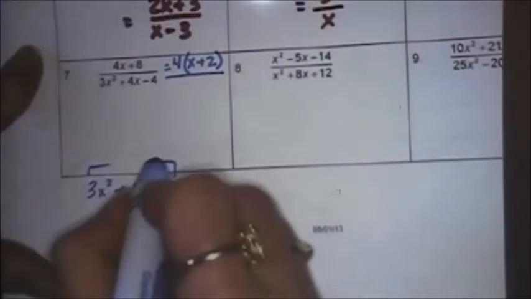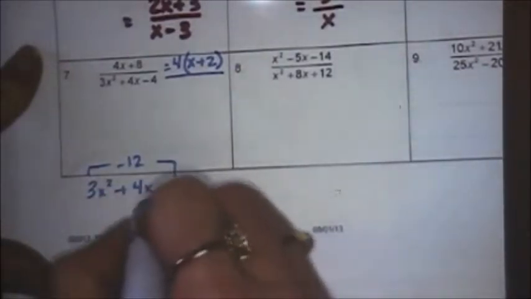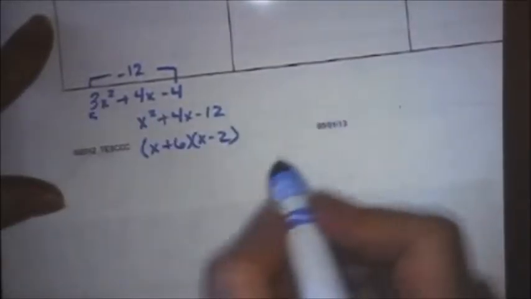Multiply first and last and get negative 12. It's going to give me x squared plus 4x minus 12, which will factor as x plus 6, x minus 2. And we're not finished. Don't forget this step. I had that 3 that I dropped off. I have to bring it back. And then simplify. So this becomes x plus 2, and this is why it's called bottoms up. That moves to the front. 3x minus 2.